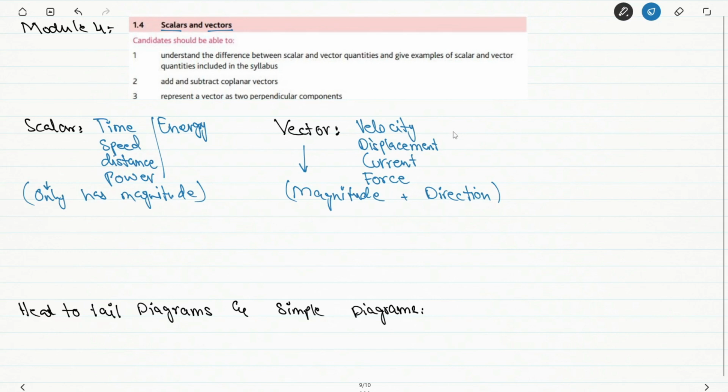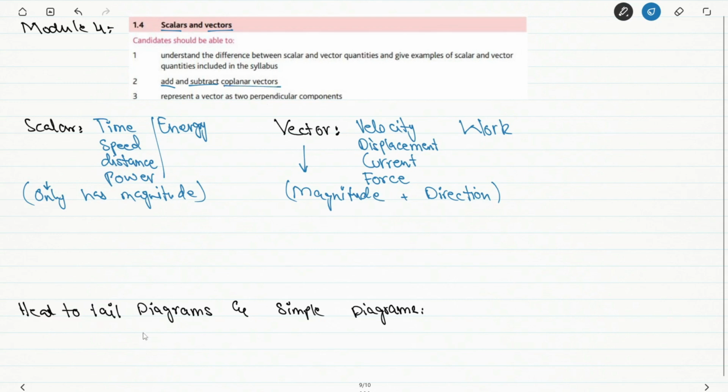Now let's move on to vectors. Vectors are something that has direction: velocity, displacement. Current has a direction. Forces obviously have direction. Work has direction. Work done in a specific direction. So these quantities will always have a direction, and it's okay if it doesn't make sense right now, because we're going to do some problems and some more concepts, and you will understand vectors better there, right? So first we need to learn how to add and subtract coplanar vectors.